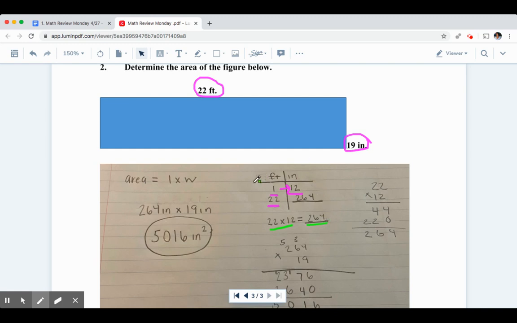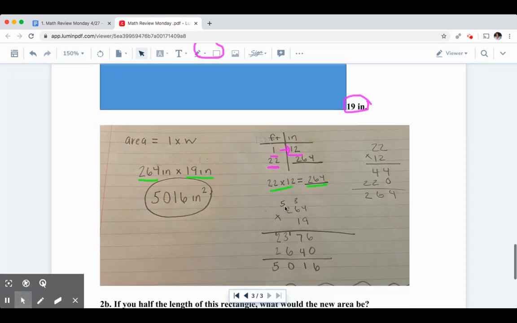So now that my length and my width have the same unit, I can solve for my area. 264 inches times 19 inches. To solve, I used the standard algorithm for multiplication, and my final answer was 5,016 inches squared.